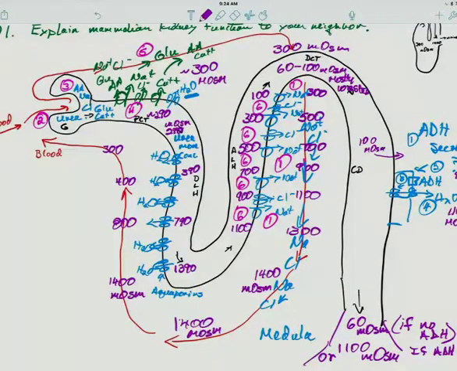So milliosmoles is directly related to concentrations, and it's specifically about the number of particles per unit volume. When we're talking about solutions in physiology, we care about the particles, not about what they were as a solid before they got put in. So 300 milliosmoles would be about 150 millimolar.